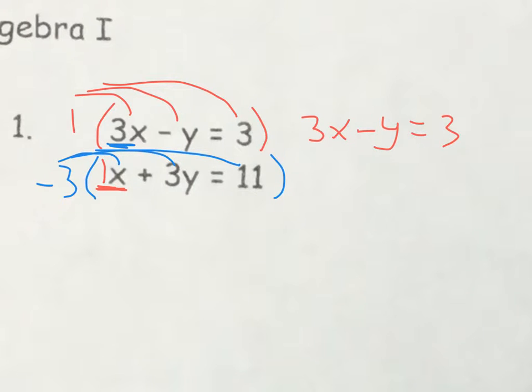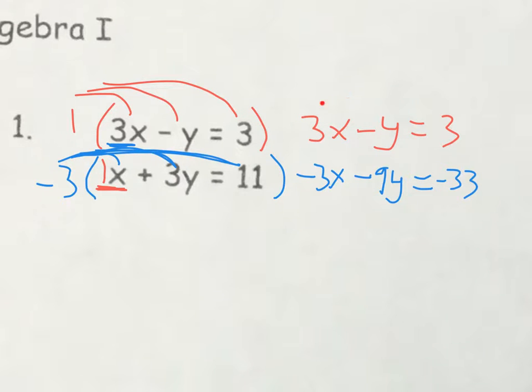Negative 3 times 1x gives you negative 3x. Negative 3 times positive 3y gives you negative 9y, and that is equal to negative 3 times 11, which gives you negative 33. Now we are set up to add these together to eliminate.